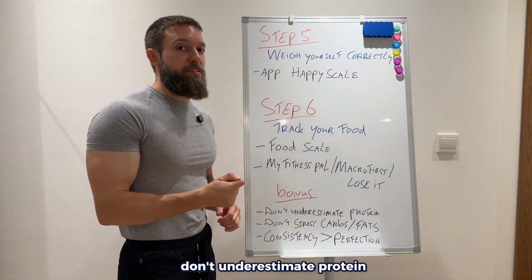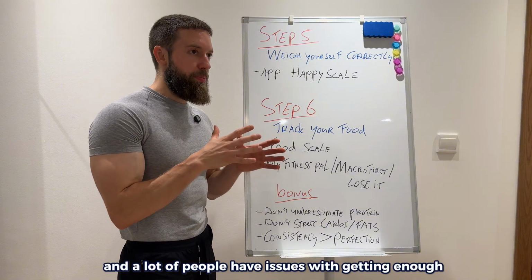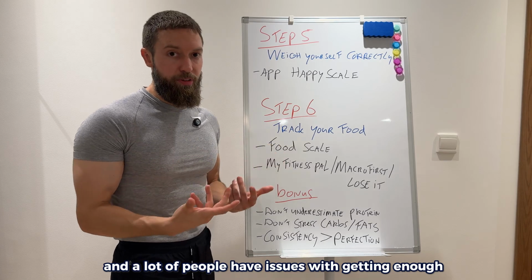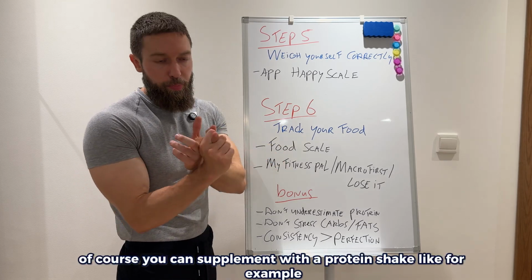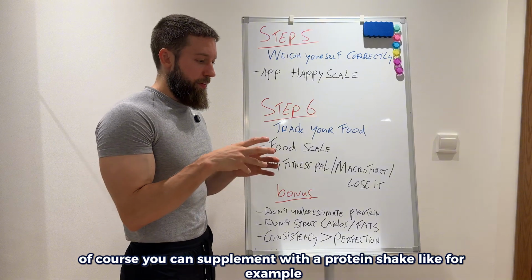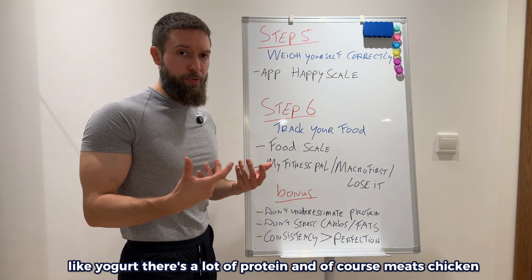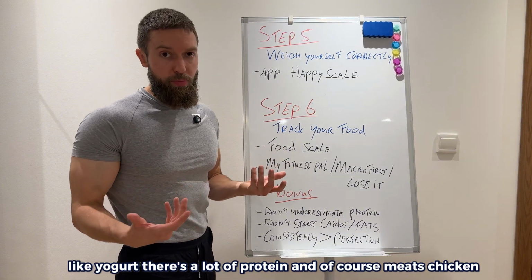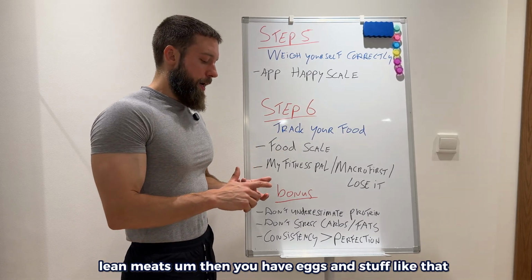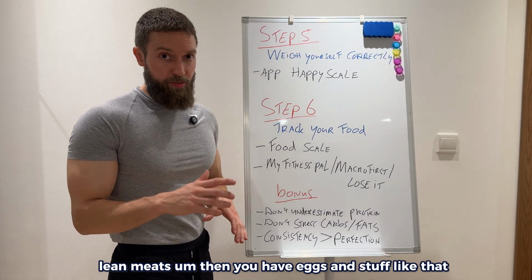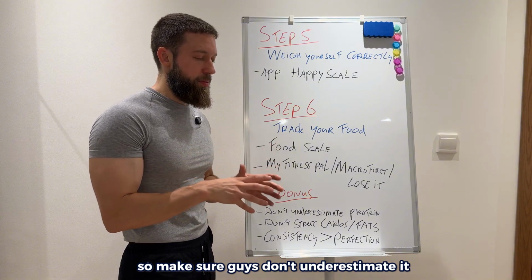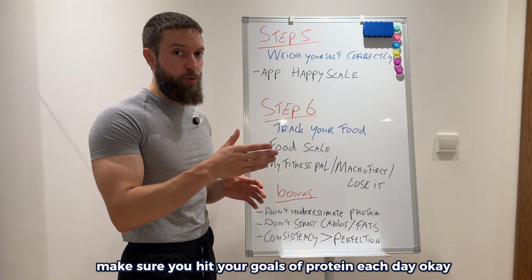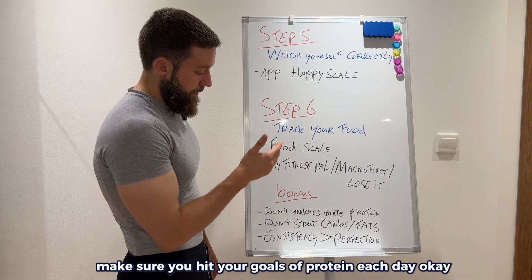First, don't underestimate protein because a lot of people do, and a lot of people have issues with getting enough protein in their body. I mean, of course, you can supplement with a protein shake, like for example, yogurt. There's a lot of protein, and of course, meats, chicken, lean meats. Then you have eggs and stuff like that. So make sure, guys, don't underestimate it. Make sure you hit your goals of protein each day. Okay.